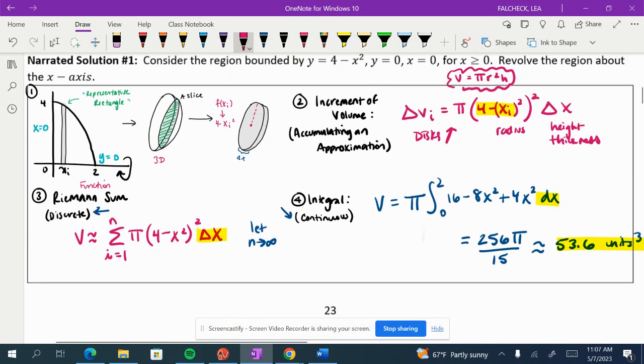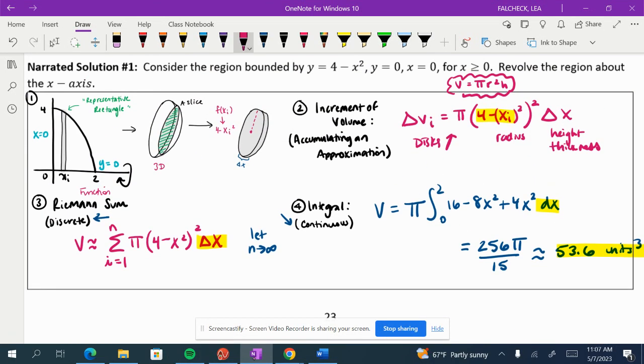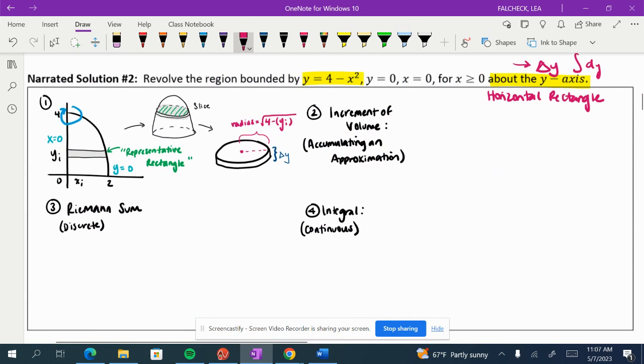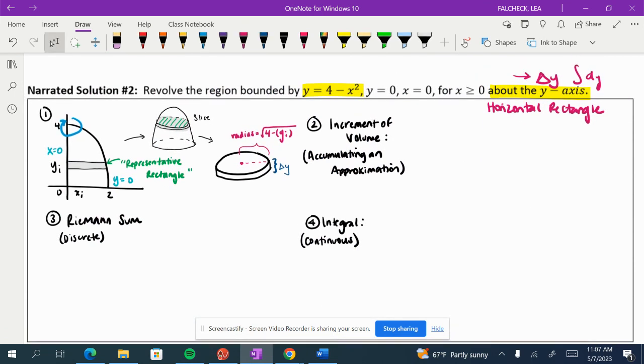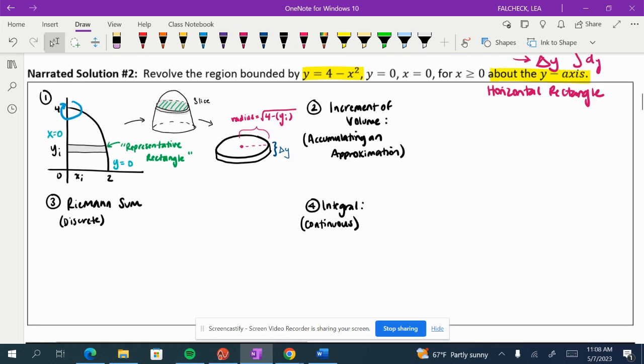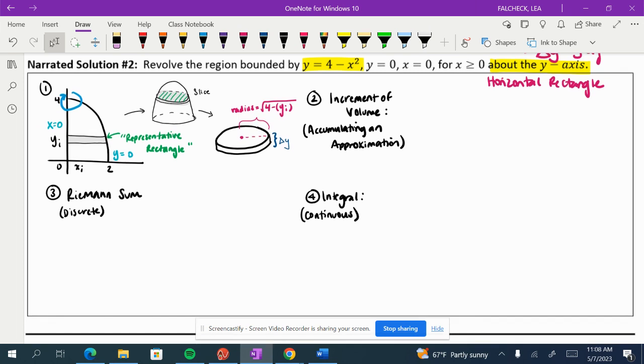In the problem that we did earlier, we had a delta x and a dx, so we had to integrate with respect to x. Now, since we are rotating about the y-axis, we are generating horizontal representative rectangles, and therefore we have to integrate with respect to y. Let's pause the video, copy down all of these pictures, and then we'll meet back in 2 seconds. Hello, welcome back.